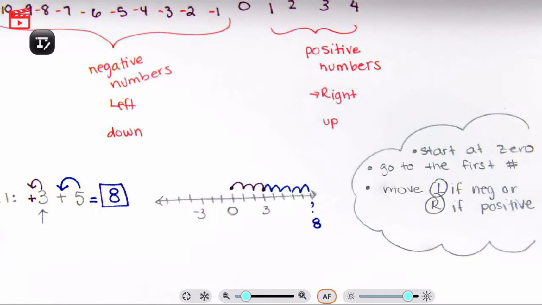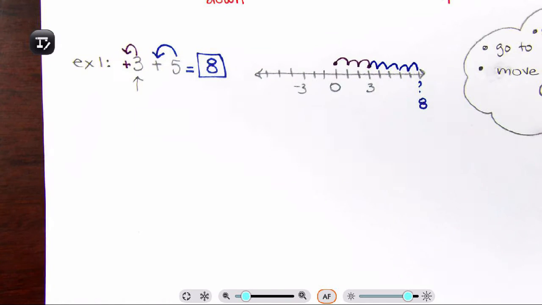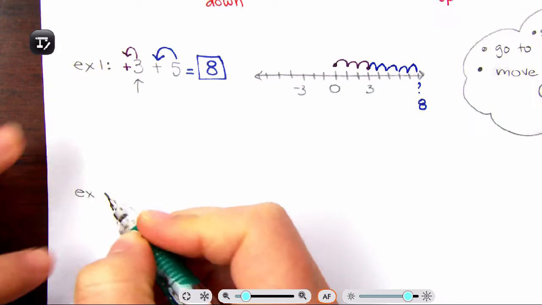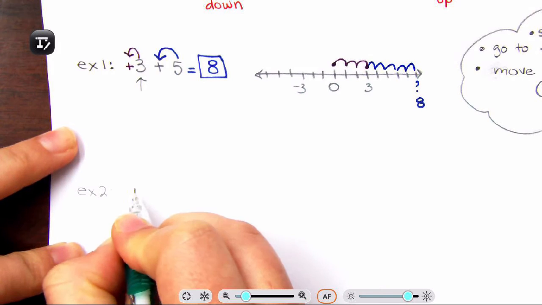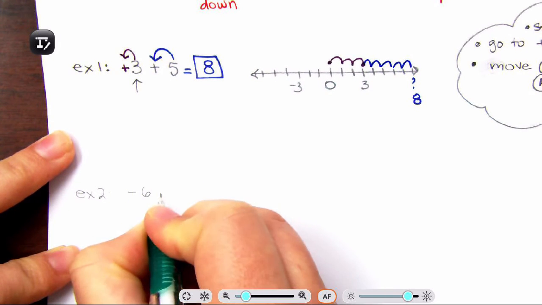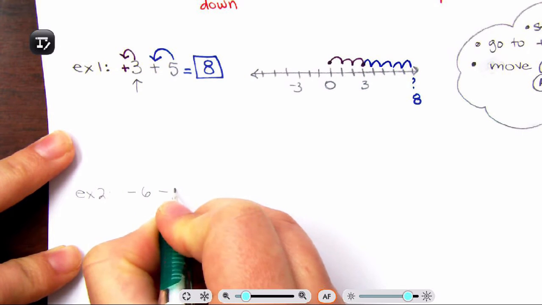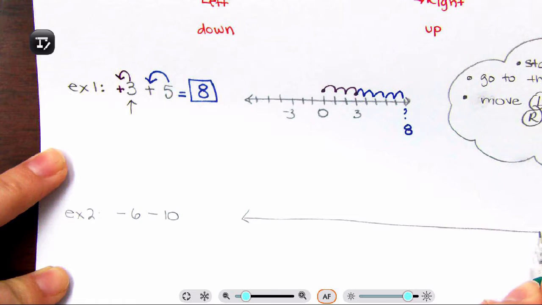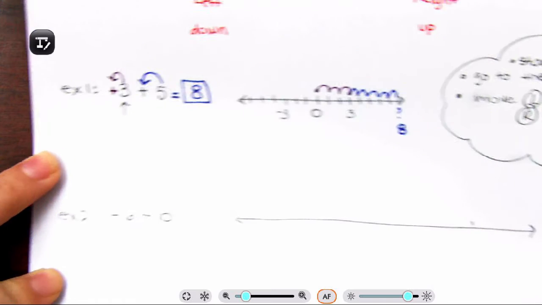Let's do another example with a negative, and I'll show you a different way of using the number line. So let's do negative 6 minus 10. There's my number line. Again, 0 does not have to be in the middle.